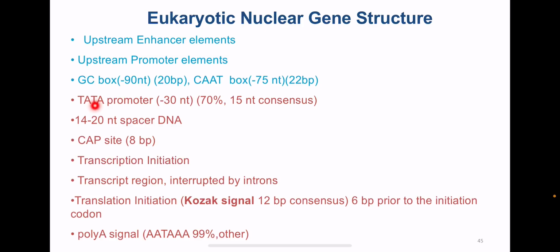Well, so yes, this is ours, and that TATA promoter is at negative 30 nucleotides, okay. We also have a spacer DNA, about 14 to 20 nucleotides long. We have a cap site, the transcription initiation site. So there are so many regions. You realize in prokaryotes the translation initiation point is called a Shine-Dalgarno sequence, okay. In eukaryotes ours is called the Kozak sequence or Kozak signal.